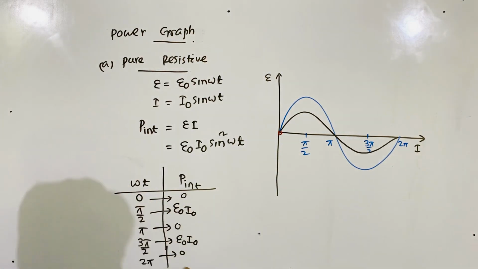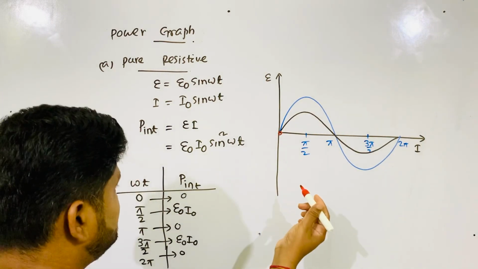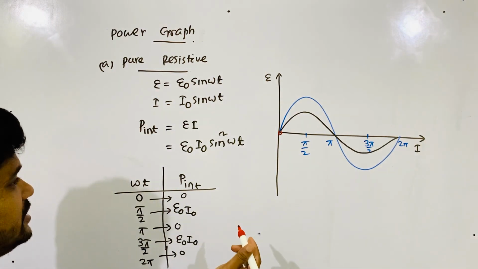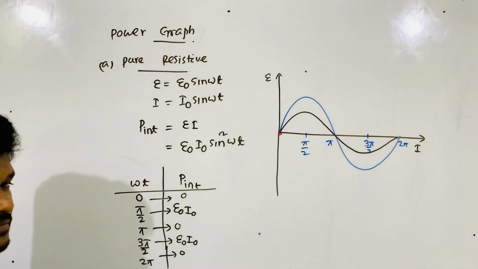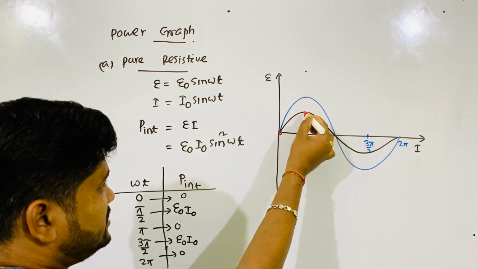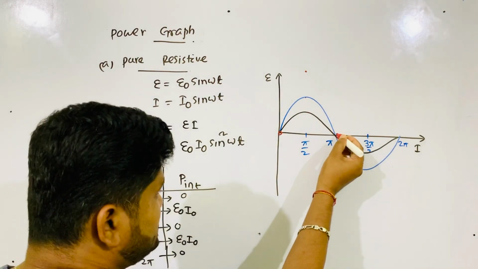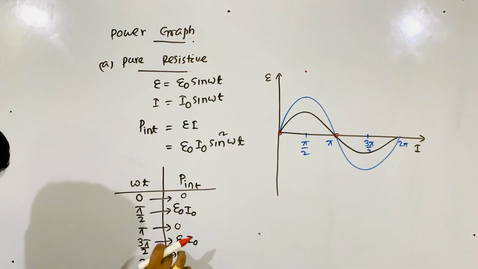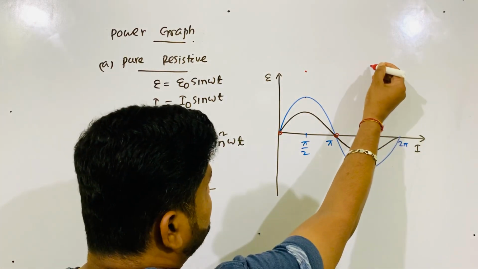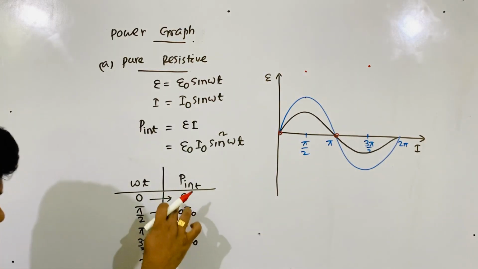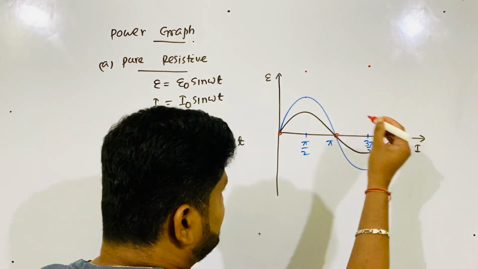At pi by 2, E naught I naught. E naught I naught means the product of both, so it will go up. This is E naught, this is I naught. It's the product, it will go up. Then again it is 0. Yes, 0, right? Then again E naught I naught. Again at 3 pi by 2, it's E naught I naught, but positive, because this is positive and this is positive. Again at 2 pi, it's 0, right?